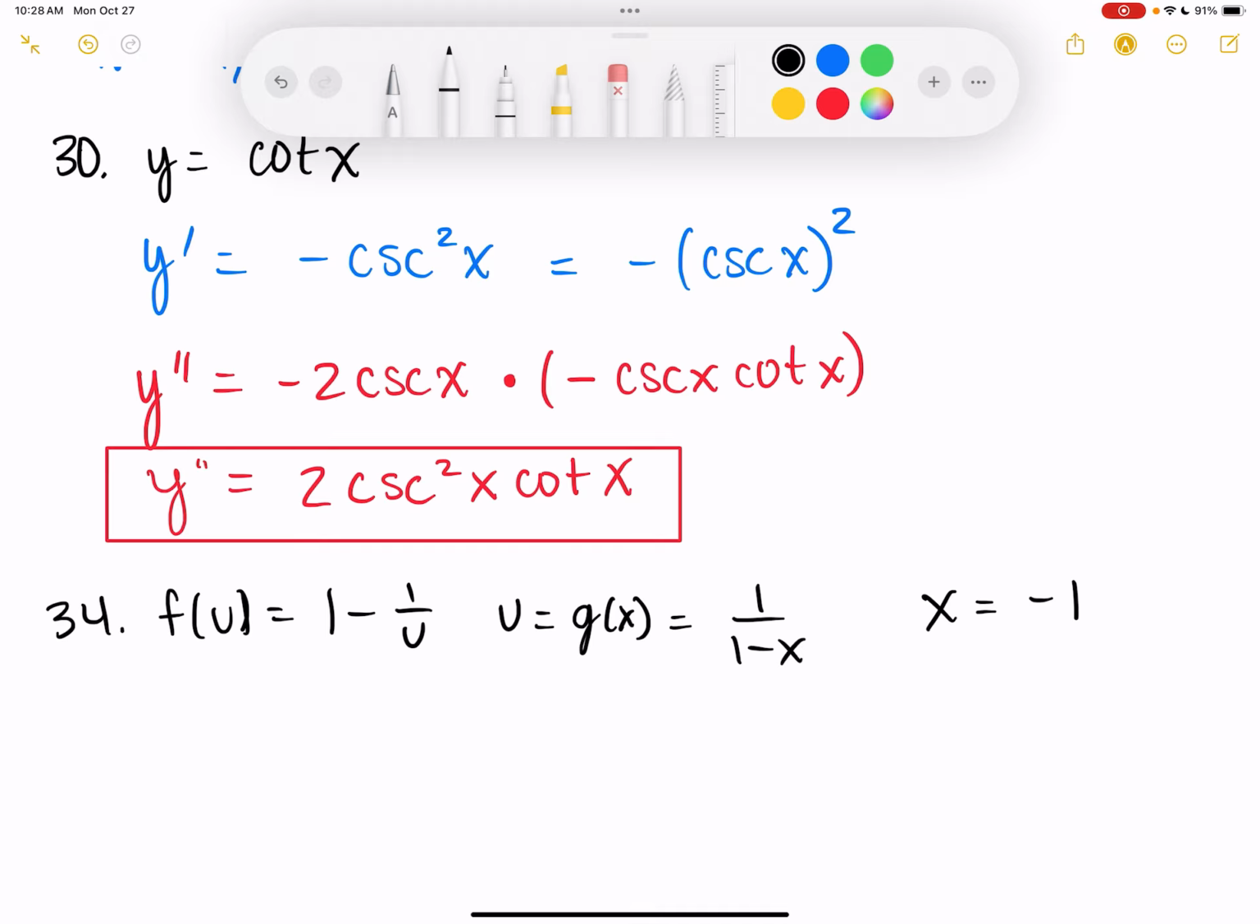So what would the, well, I would probably rewrite this first as 1 minus u to the negative 1, obviously. But what would the derivative of f of u be? u to the negative 2. Yep. And then we would need to also do the derivative of g of x over here, or the derivative of u, however you want to think about it. So what would the derivative of this one be?